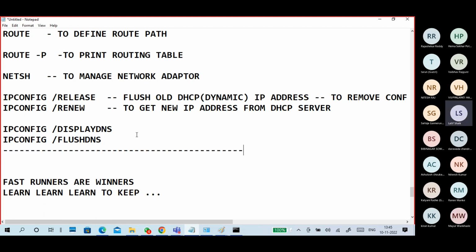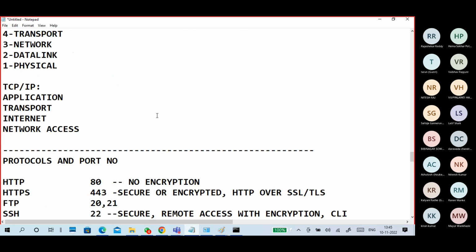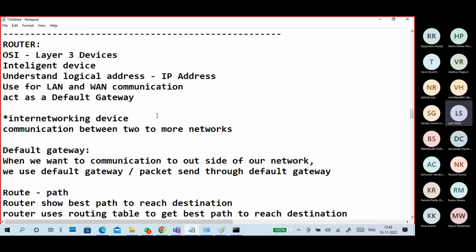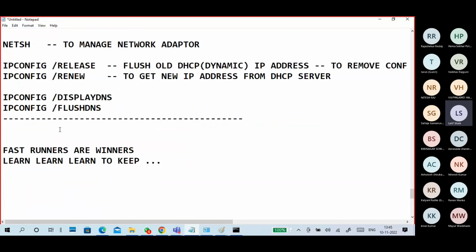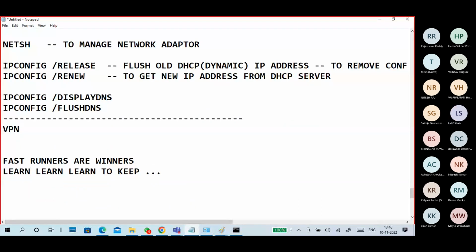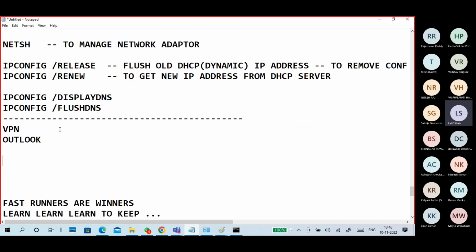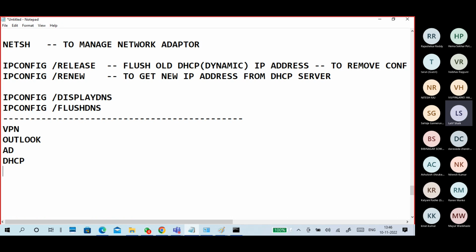These are some of the commands, guys. Anything we missed, you can try once again. Compulsorily check what is VPN, what is Outlook. Already I told both the batches. Please check Outlook, and what is VPN, what is Active Directory, what is DHCP, what is DNS. Okay, what is the use of those things? That is important.